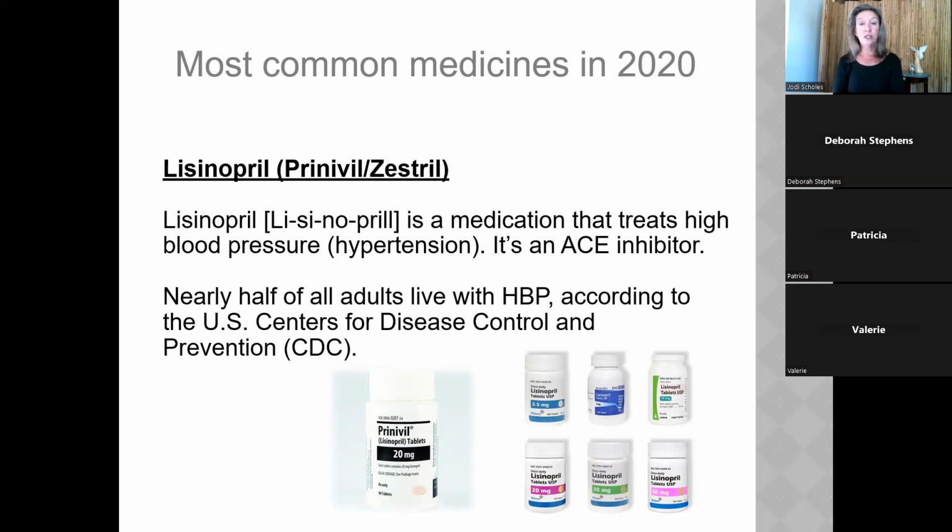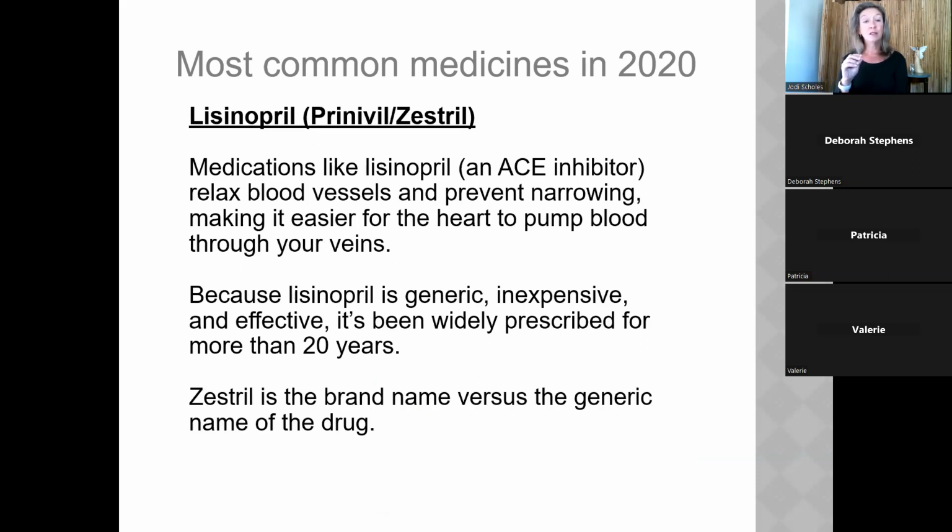The Centers for Disease Control tells us that almost half of Americans are living with high blood pressure. So 1 out of 2 people. Many of those are taking medication to control their hypertension or their high blood pressure. Hypertension and high blood pressure mean the same thing. Lisinopril, again, is the generic name. Let's move on.